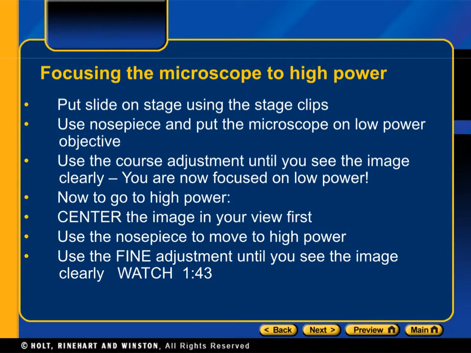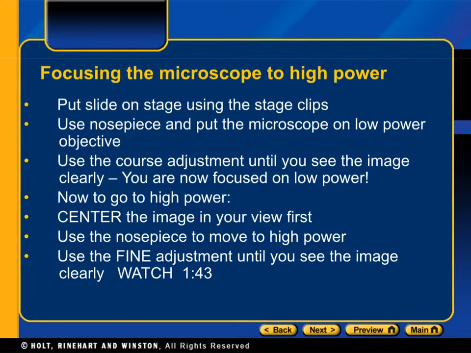All right, the third part we're going to go over is how to focus the microscope to a higher power. First, you're going to put your slide on the stage using the stage clips and get it nice and secure. And usually you would make sure your specimen is in the middle, where the light will shine up on it. Then you're going to use your nose piece, and you're going to put the microscope actually on low power first. So turn the nose piece, get it onto the lowest power, which is the short objective.